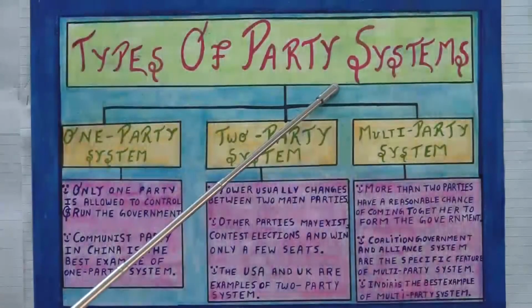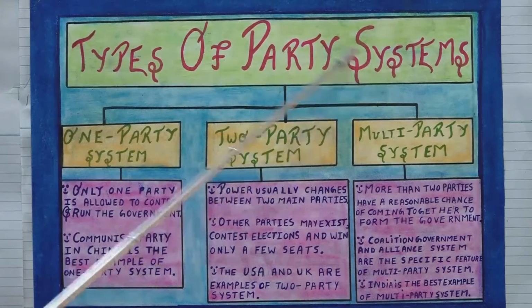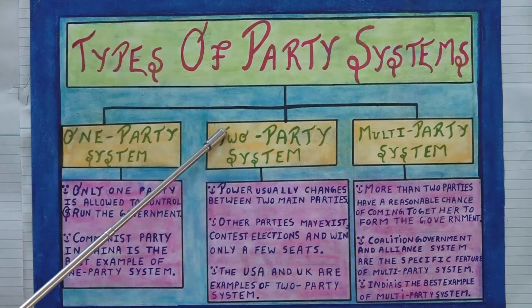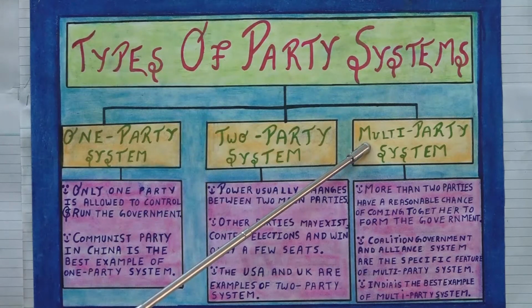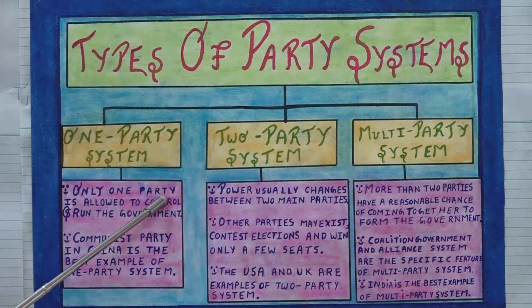Now we have to understand what are the different types of party system existing in the world. We will be talking about one-party system, two-party system, and multi-party system. One-party system: in this system, there is only one party which is allowed to control and run the government. For example, Communist Party in China.